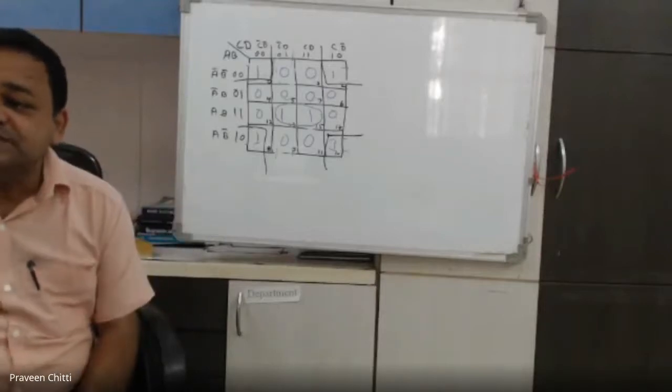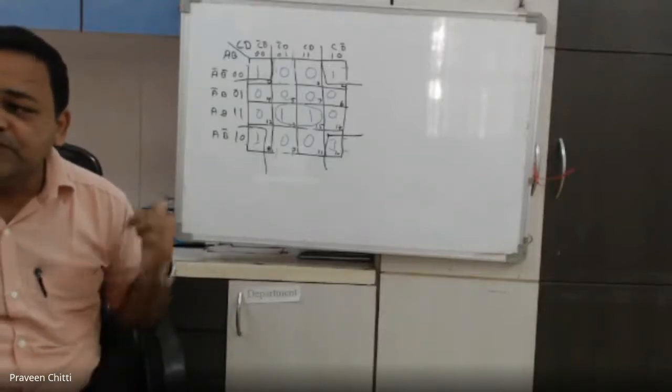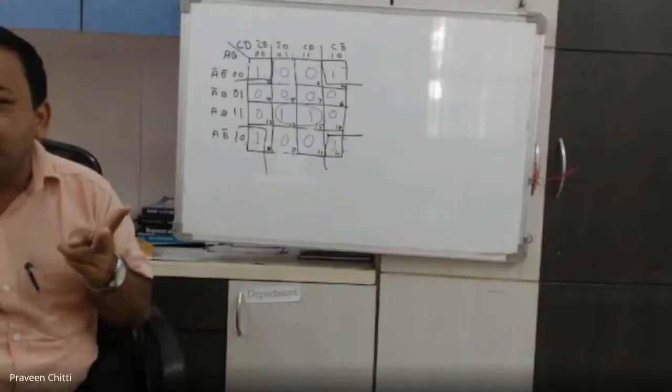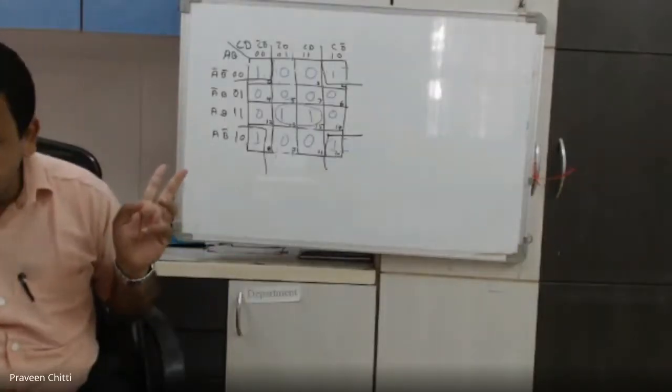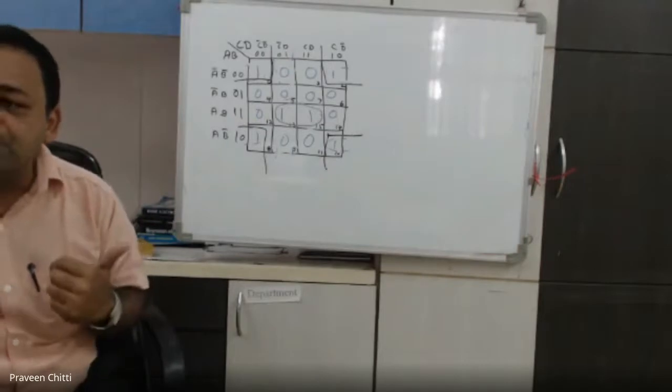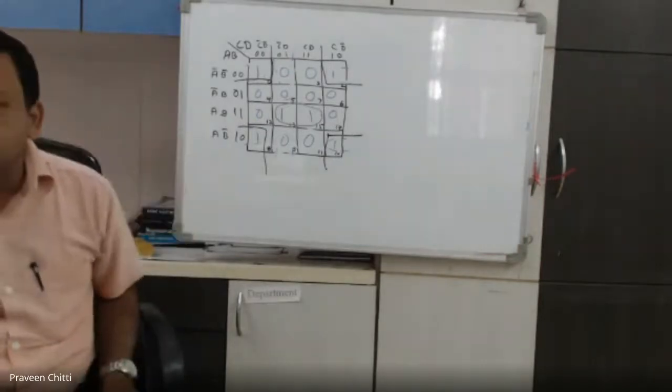So finally we end up with how many groups? Two groups. One pair and one quad. I hope Sahana, is it clear? Sahana told that there are three pairs, but actually there is one pair and one quad.